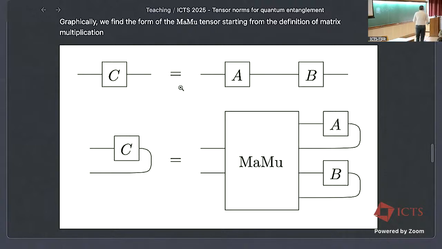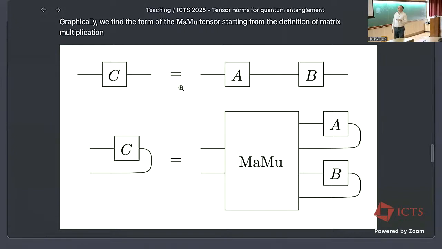And now what I want to do is encode this matrix multiplication using a tensor, the Mamu tensor. So this is a beast which has 6 legs. And when I put A here and B here, I should get C, right? Remember this bilinear idea of matrix multiplication. It's something which eats matrices A and B, and it gives out the product C. So I want this box here to encode the operation above.